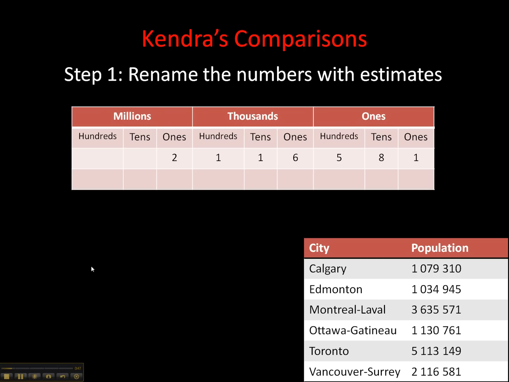Kendra decides to break it down into steps. She says, step 1, rename the numbers with estimates. So here is the actual population of Vancouver-Surrey, 2,116,581. And if you round it off here at the 100,000, turn all these into zeros, then you get 2.1 million. Now remember, 2.1 is not the same number as 2.1 million, not by a long shot. But if you put million, that means that there's all those extra spaces after, but you don't have to write them. You're saying million, so you're saying those 6 spaces exist.